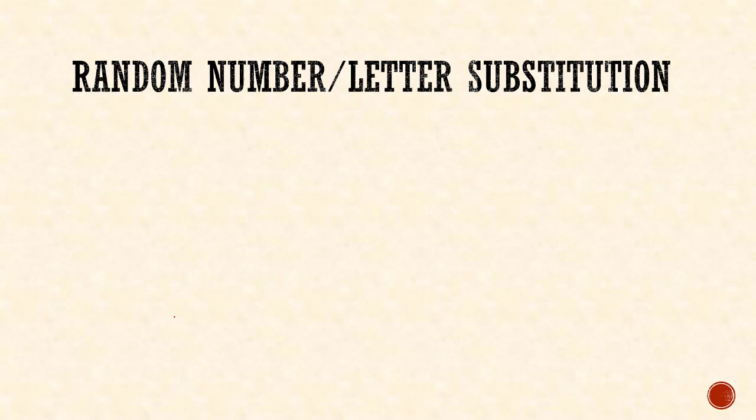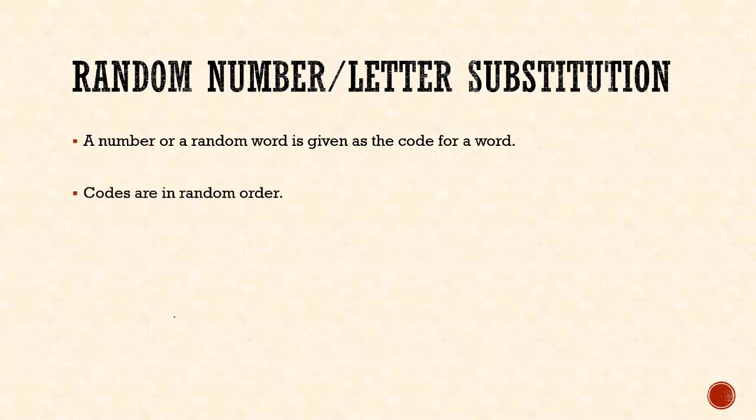Now, random letter and random number substitution coding. Let's see what the usual structure of this type of coding decoding question is. A number or a random word is given as the code for a word. Now these codes are not in the respective order as we have seen in the first kind, symbol coding, where the codes were in the respective order. Here the codes are in random order, and that is a very important thing that you need to keep in mind. Codes are found by looking at the common words and codes. We will understand it by looking at a few examples here.